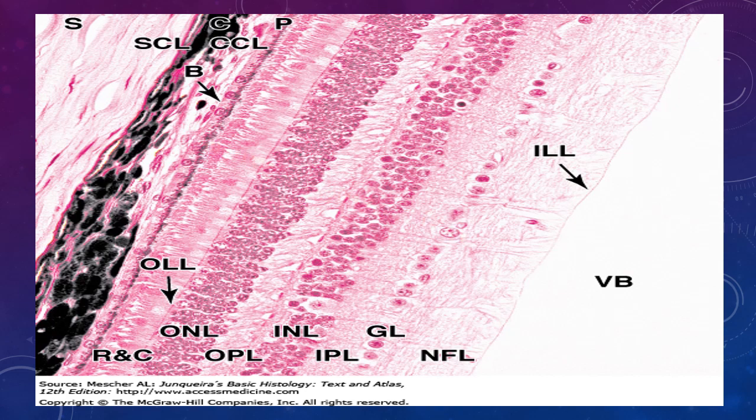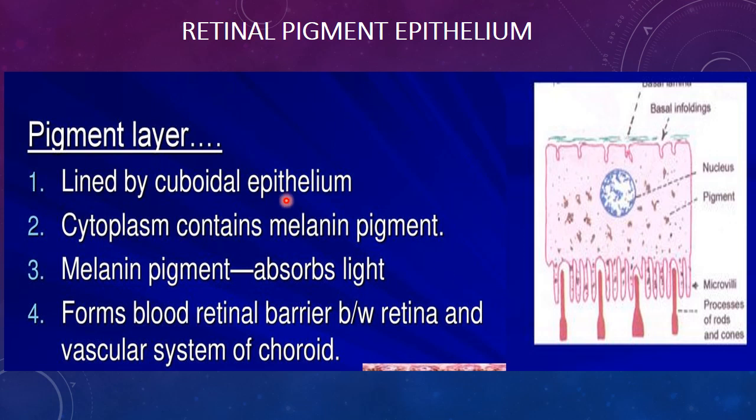So one by one we are going to consider and see the histological features of all these layers. First of all, the retinal pigment epithelium. This pigment layer is lined by cuboidal to low columnar epithelial cells with basal nuclei. At the basal site, these epithelial cells are firmly adherent to the Bruch's membrane of the choroid.